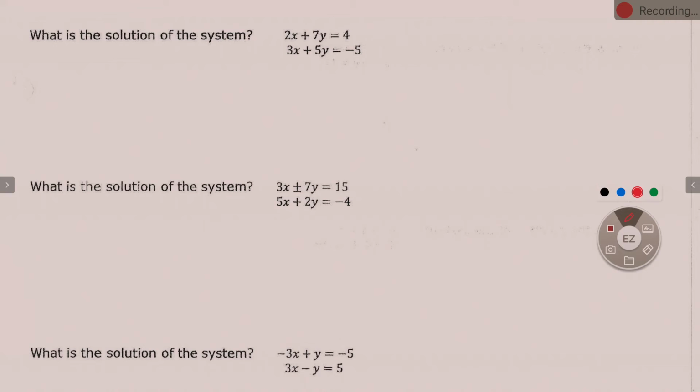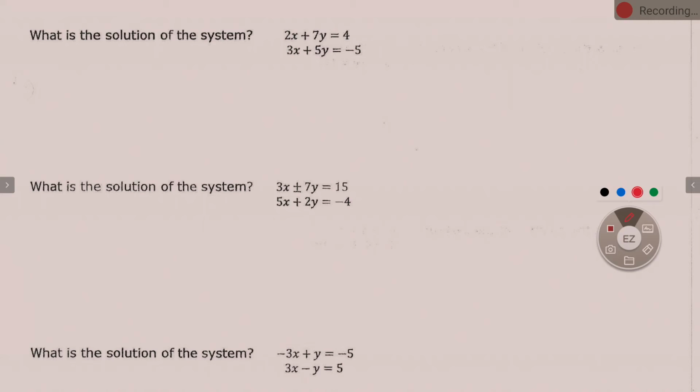So, okay. 2x plus 7y equals 4. 3x plus 5y equals negative 5. Interesting. Why is it interesting? Because they're not the same. My x's are different. They don't have the same coefficient, 2x and 3x. My y's are different, 7y and 5y. They don't have the same coefficient. Okay. So this is the next step up in elimination.